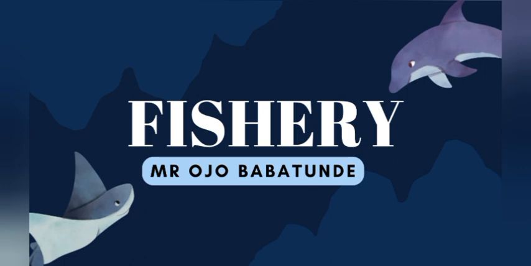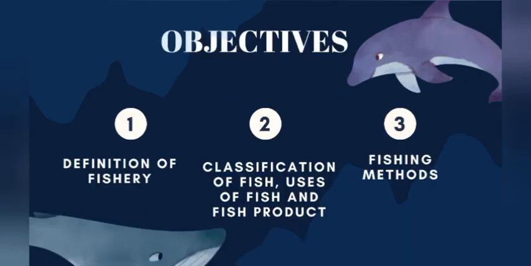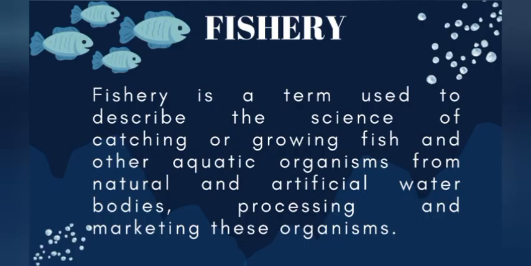Today we are going to be having our agricultural class, and we are going to be considering the topic titled Fishery. Fishery is a term used to describe the science of catching or growing fish and other aquatic organisms from natural and artificial water bodies, processing and marketing these organisms. The growing of fish in an artificial pond is called fish farming.